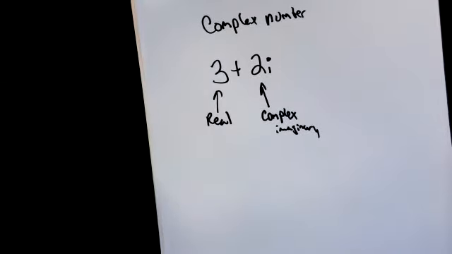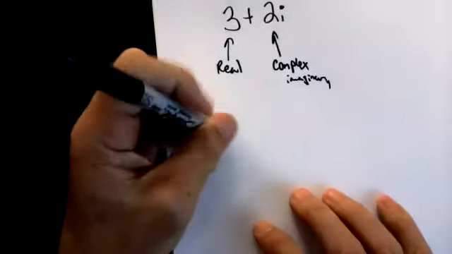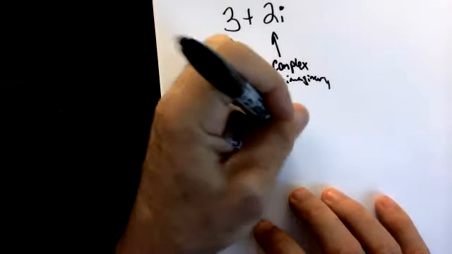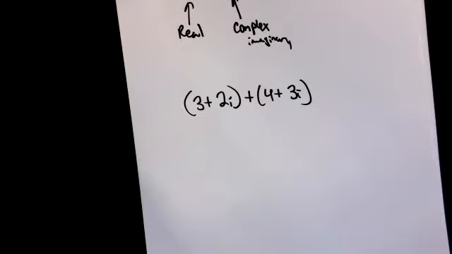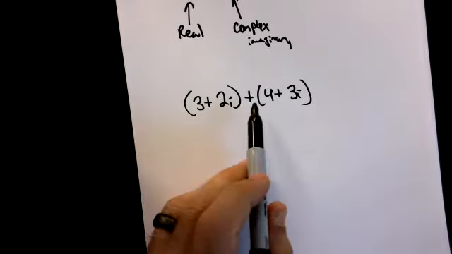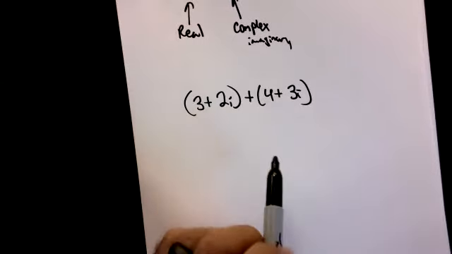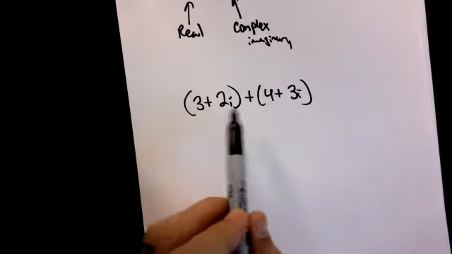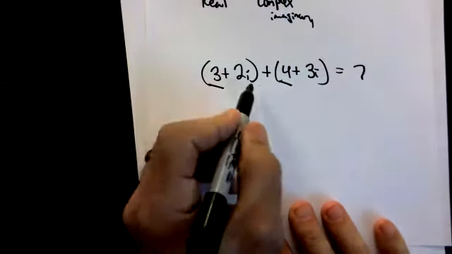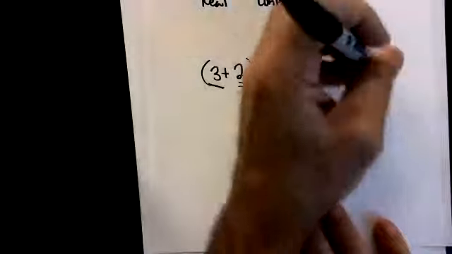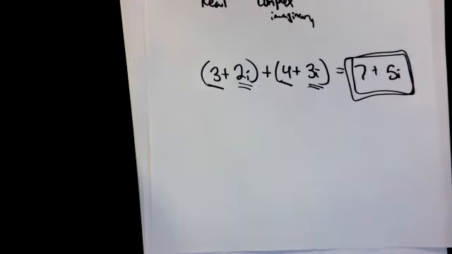So they can have you do operations with that. So for example, if they told you to add 3 plus 2i plus 4 plus 3i or something like that, like any and all math, whenever you're adding, the only thing you can combine is like terms. So if I told you to add 3 plus 2i plus 4 plus 3i, we can combine the real parts and we can combine the complex parts. So 3 plus 2i plus 4 plus 3i would be 7 plus 5i.